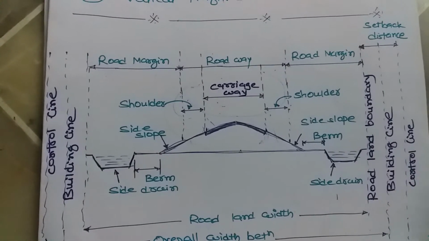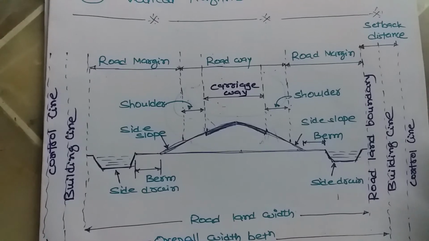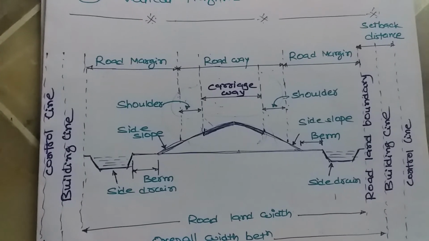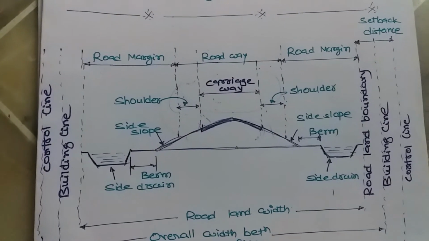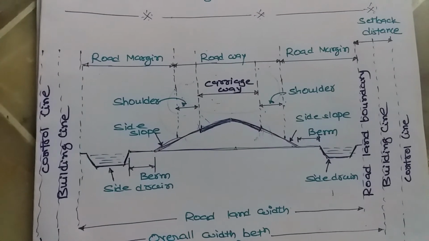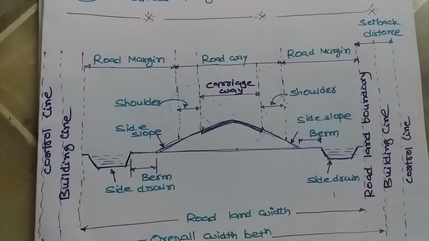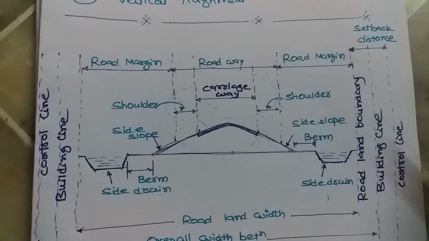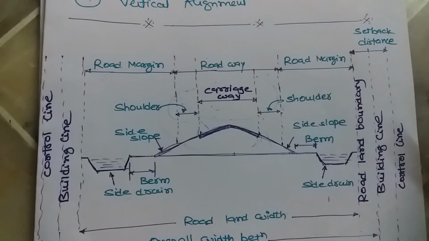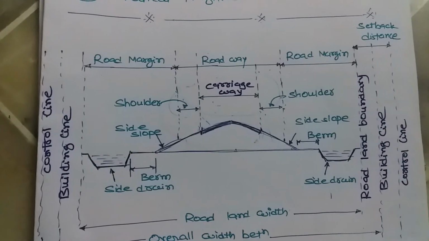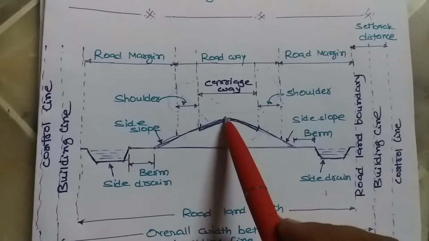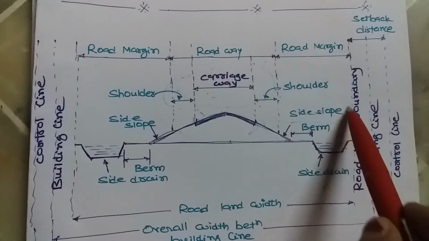Shoulders also act as a service lane for breakdown vehicles. They provide lateral stability to the carriageway. They serve as a parking place for vehicles in case of emergency. They provide the space for erecting road signals. So there are a number of uses of shoulders. Okay. Now after shoulders, here you can see side slope.